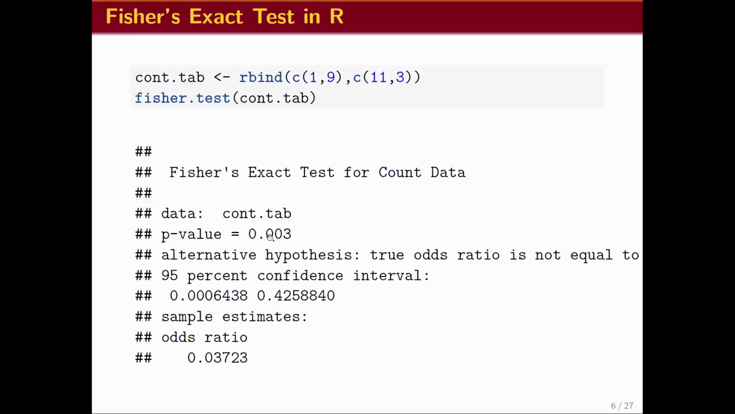It's going to look at all the possible arrangements that are more extreme than the 1-9 imbalance that we saw. It's going to say the alternative hypothesis is the true odds ratio is not equal to 1. This is kind of running off the screen, but that's what it says. It's going to give you a 95% confidence interval for the odds ratio. It's going to say the estimated odds ratio is 0.04. And as I said, the p-value is what we're really looking for, which is 0.003. So it just counts all the arrangements and says how many arrangements are more extreme than what we saw.